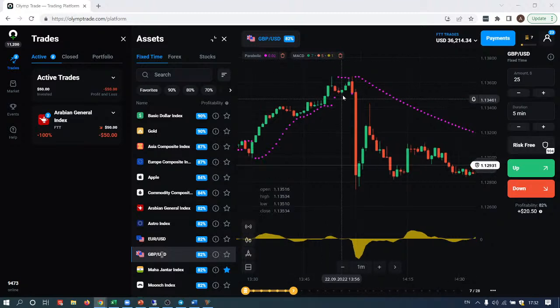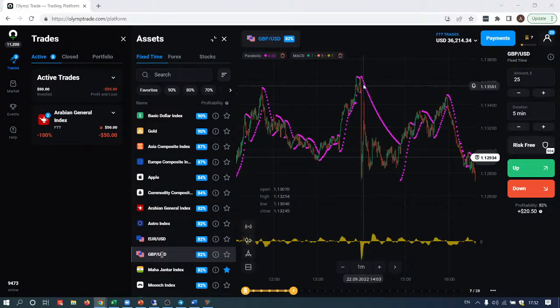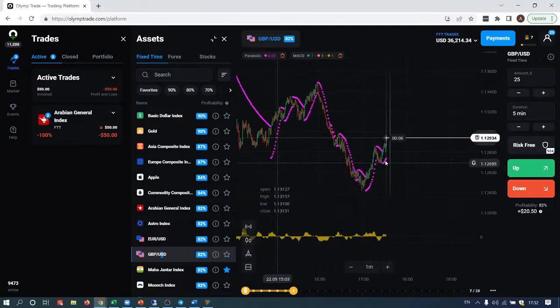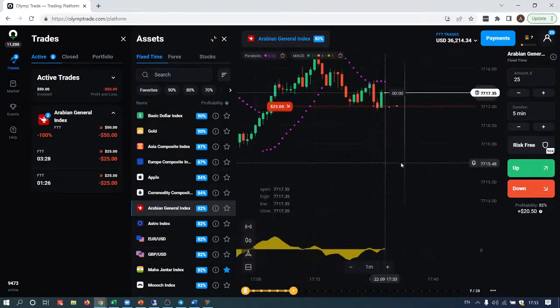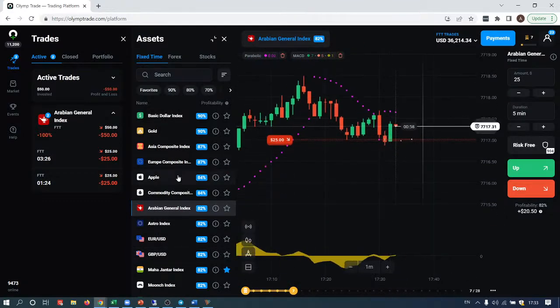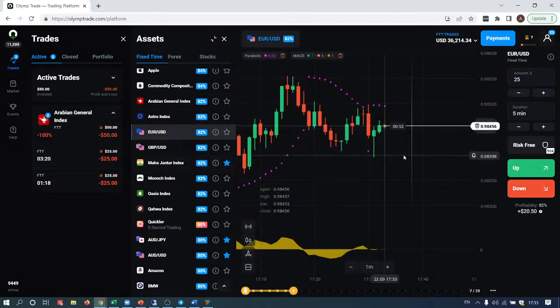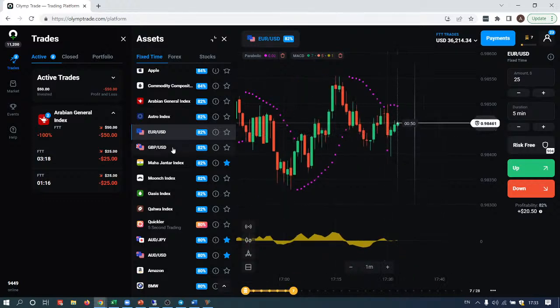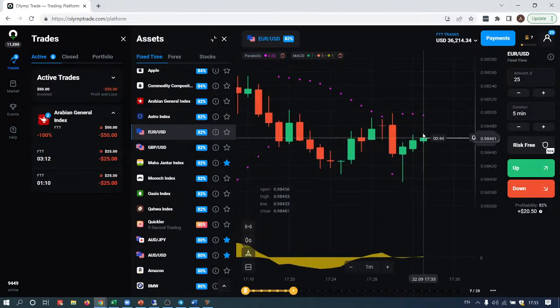So the market didn't react crazily to it, but still there was a pretty sharp reaction, but it was still 0.5% or so. Arabian General Index. All right. So these indices are just not as predictable, it seems, during this hour. Anyways, this might be my next trade, the Euro USD.